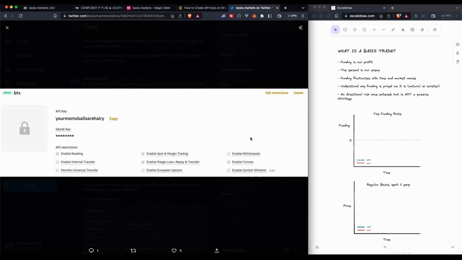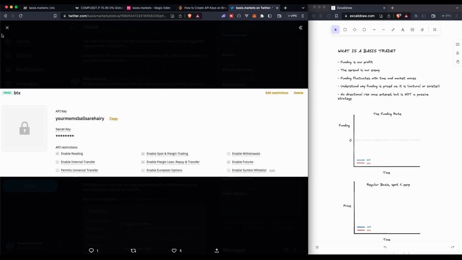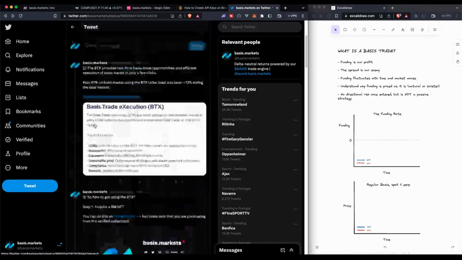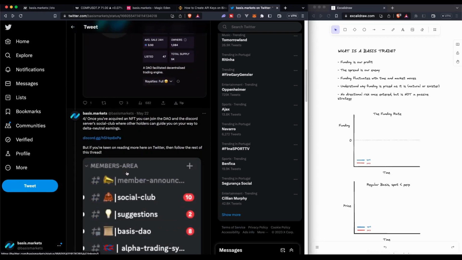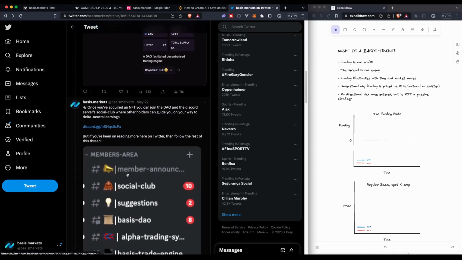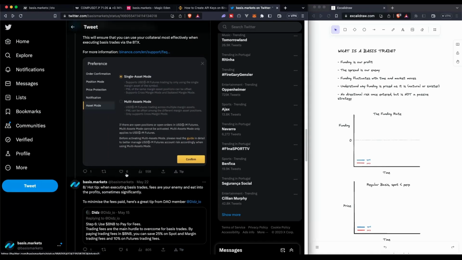Once you've got that set up and you're in the BTX, log the API keys, add your account, and you're good to go. There's a full guide here, actually, pinned to the basis markets profile. So if you go through and follow everything in this guide, you shouldn't have an issue with getting set up on the BTX and starting to execute these trades. So everything is covered there.